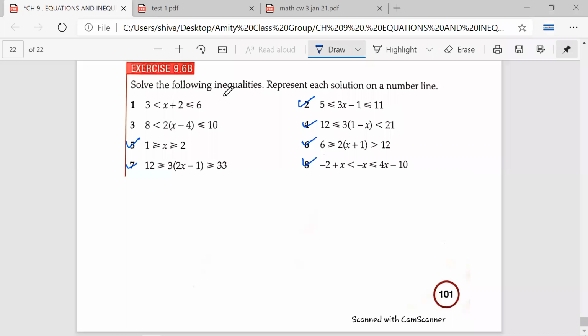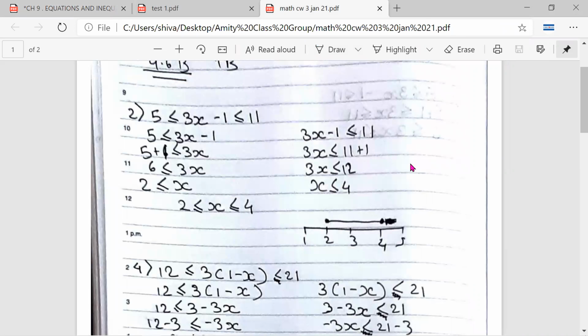Okay, inequalities on the number line: 3x minus 1 is greater than or equal to 5 and less than or equal to 11. You make two parts. One part says 3x minus 1 is greater than or equal to 5. The other part says 3x minus 1 is less than or equal to 11. Great. 3x is less than or equal to 12.